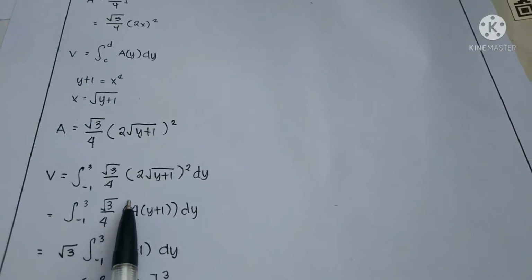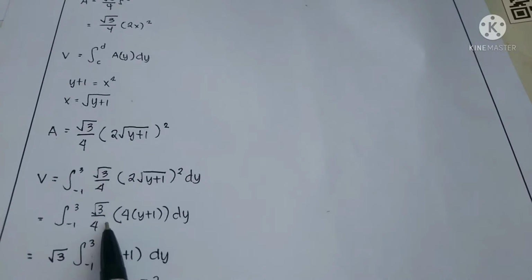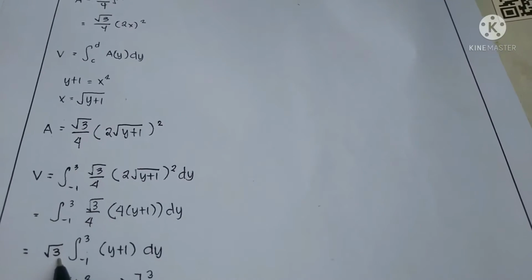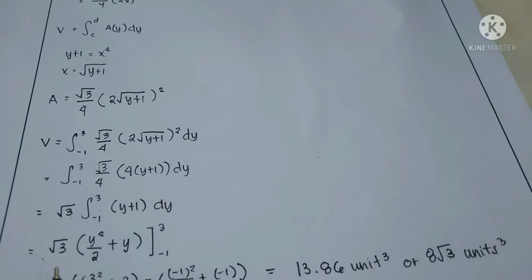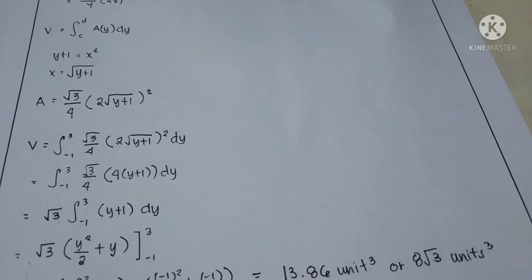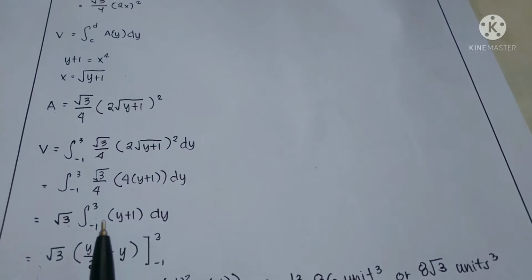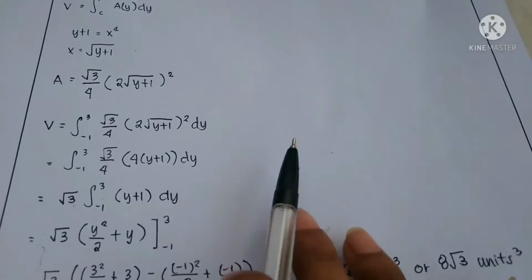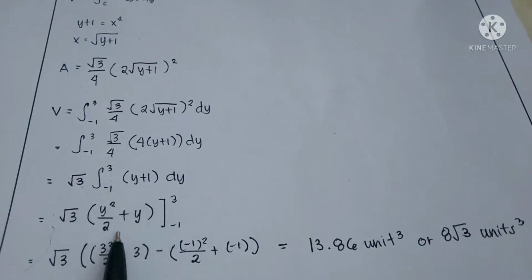So lalabas natin yung square root of 3 dito. Kasi makakancel yung 4. Kaya the square root of 3 na lang yung matitira, ilalabas natin. Then the integral of y plus 1 dy from negative 1 to 3. So integrate natin yung y plus 1. So magiging the square root of 3 times (y squared over 2 plus y). Then yung negative 1 and 3. So plug in natin yung negative 1 and 3 dun sa value ng y.